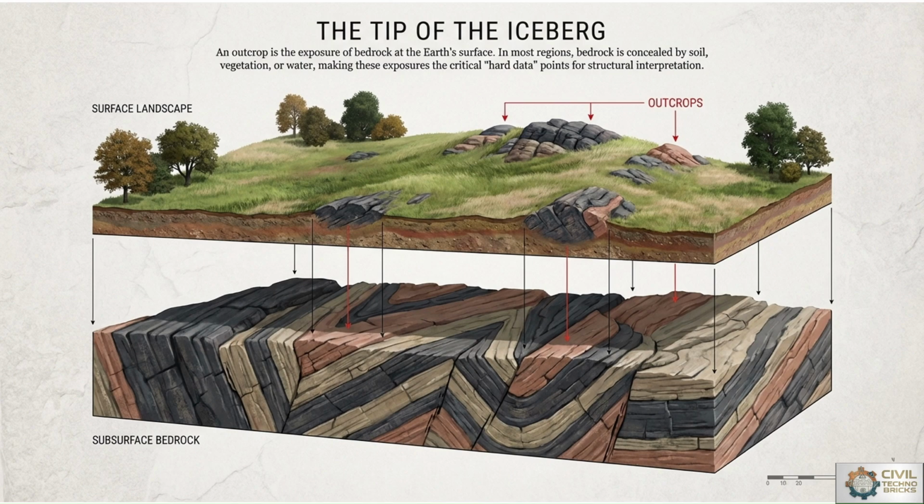The tip of the iceberg, that is outcrop. With reference to the image displayed, the surface landscape and the subsurface bedrock which are beneath that landscape. So outcrops are on the topmost surface of the earth. At the same time, below that, there is a subsurface bedrock with reference to its texture, orientation, and characteristics regarding slope, regarding shape, likewise. The slide explains the concept of outcrops. An outcrop is the visible exposure of bedrock on the earth's surface.